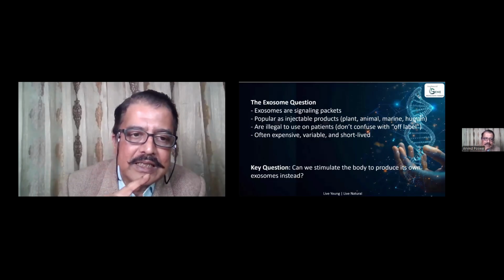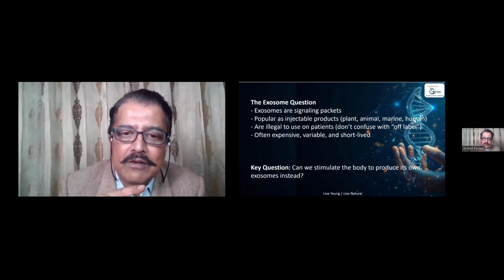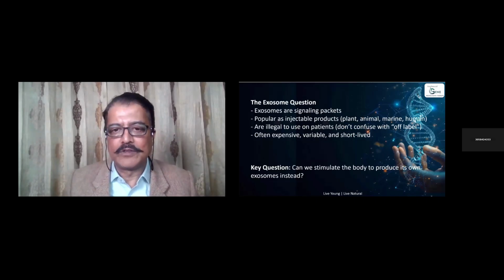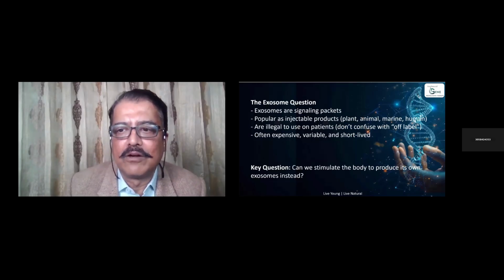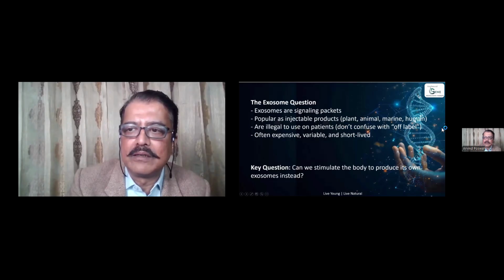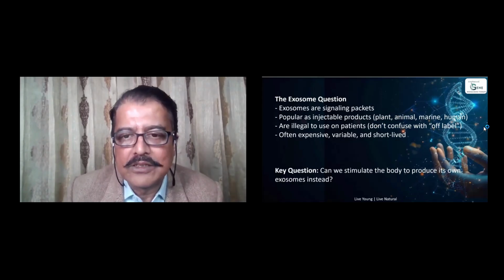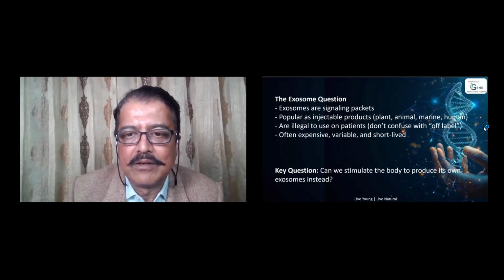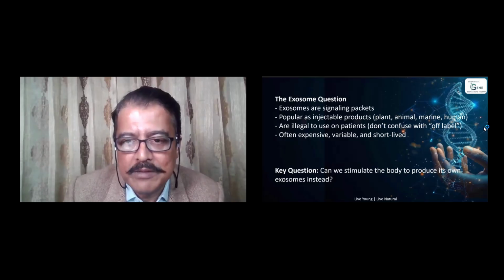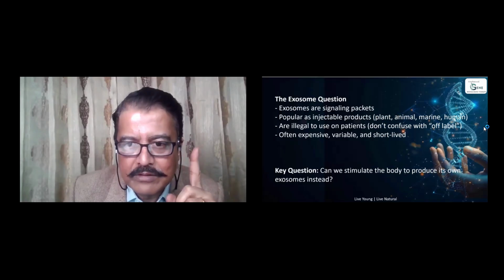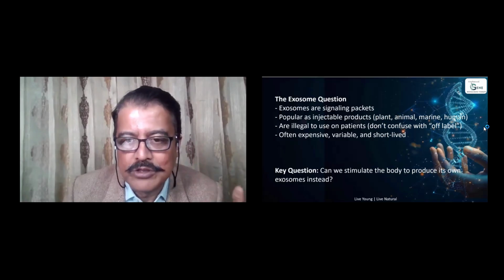The most important thing is that they are illegal to use on humans, on patients. Here, I want to clarify one thing. A lot of times, people confuse it with off-label use. When a drug is used off-label, that means that drug or that molecule has been researched and approved for use in human beings for at least one condition. That is off-label. Then you use it for another.